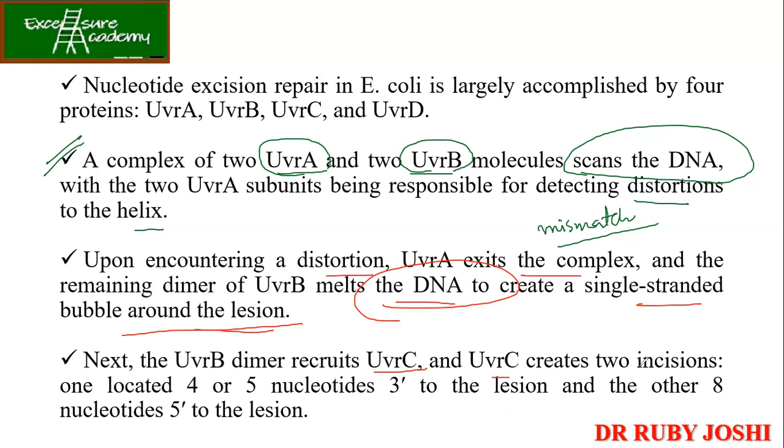Now, UvrC is going to create two incisions, one located 4 to 5 nucleotides to the 3' side and the other 8 nucleotides to the 5' region. Okay, if suppose there is some problem here, this is in the 5' and 3' direction. So from here on the 3' side it is going to take 4 to 5 nucleotides distance, and from here 8 nucleotides distance.